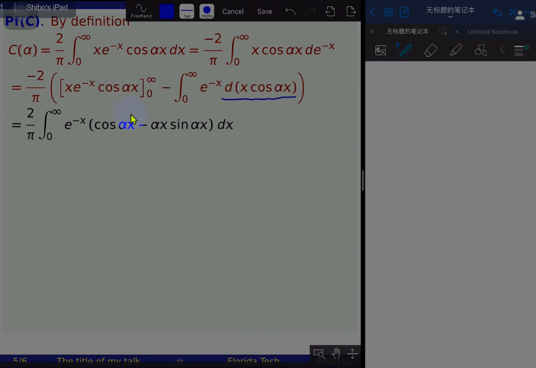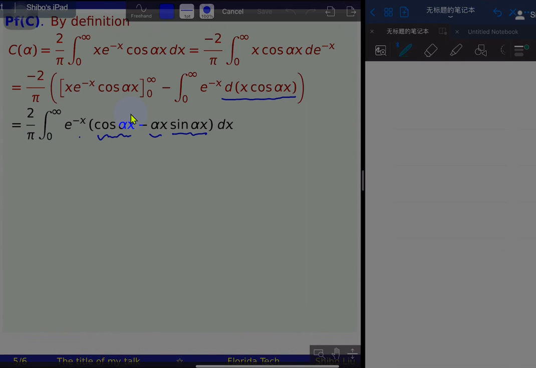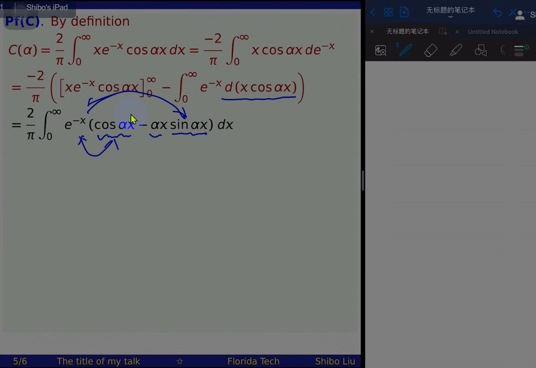The differential of x cosine alpha x is just cosine alpha x plus x times the differential of cosine alpha x. The differential of cosine alpha x is alpha sine alpha x. So we get this result. Now we can split this integral in two parts, this part and also this part. Okay, we split this integral in two terms.